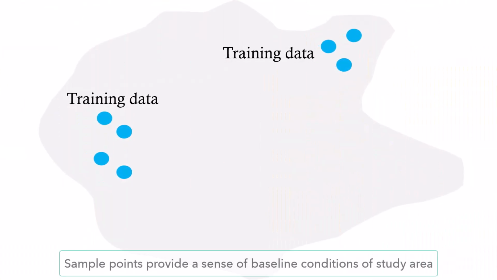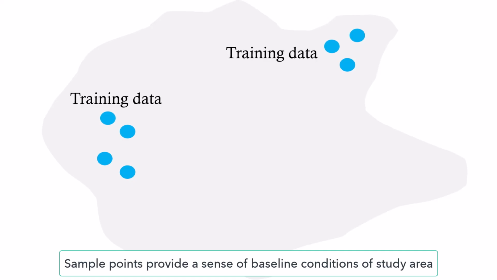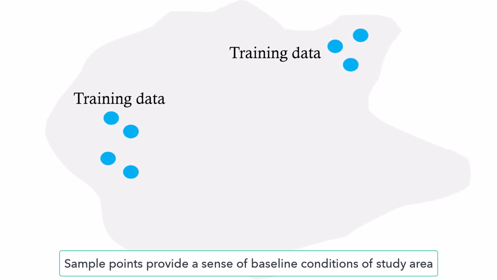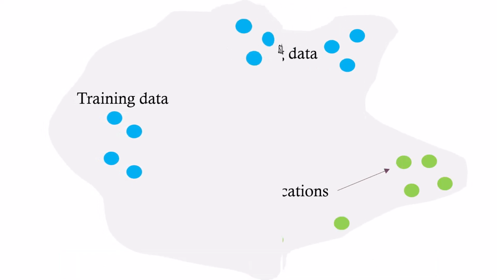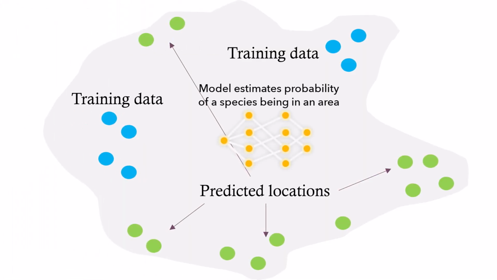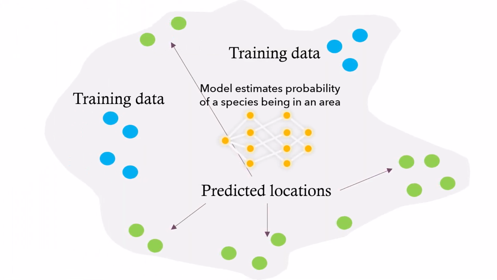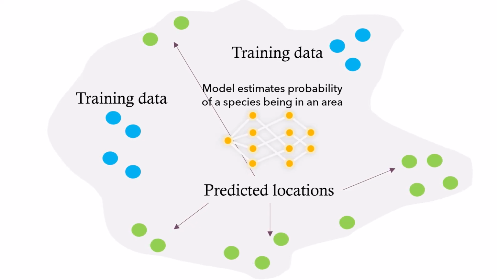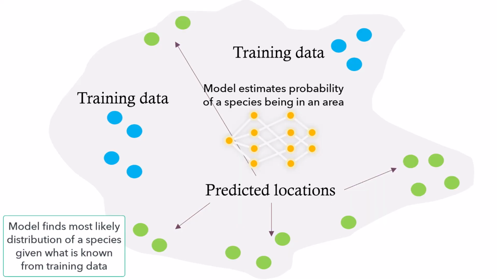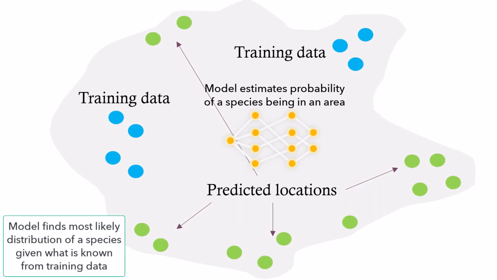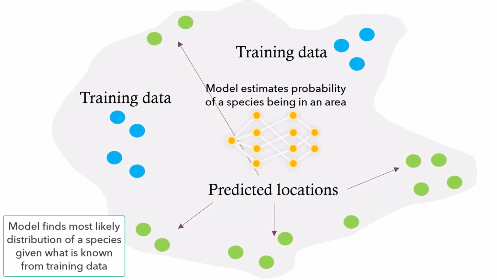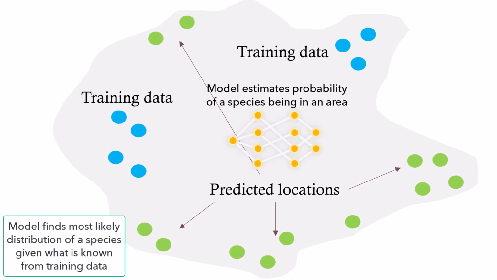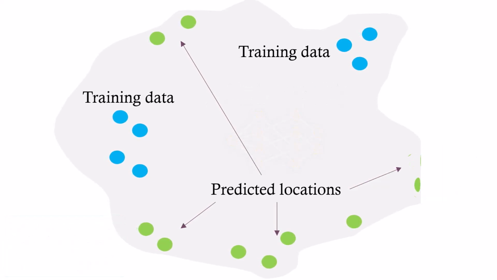The model uses points sampled from the background to get a sense of the baseline conditions in the study area. The model then estimates the probability that a species would be present in a given area by maximizing the entropy of the model. Essentially, it finds the most likely distribution of a species given what is known from the training data about its habitat preferences and the environment in which it is found.